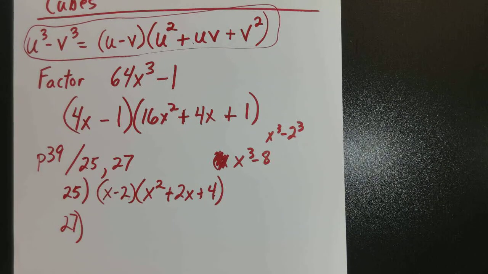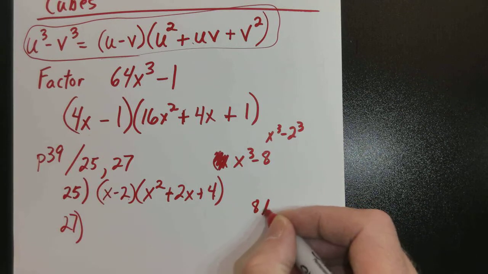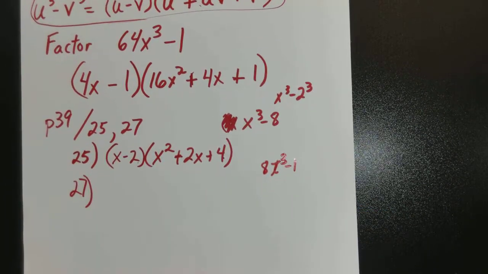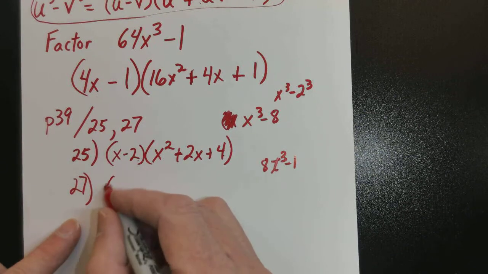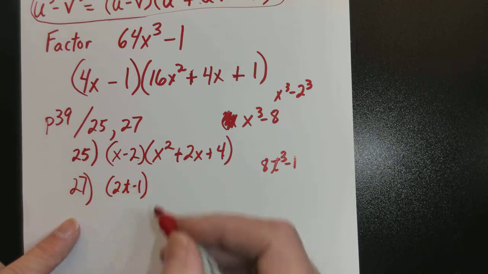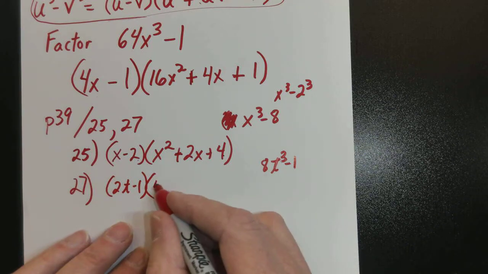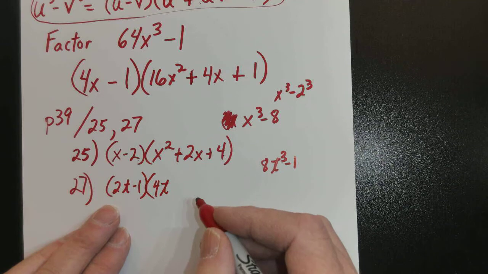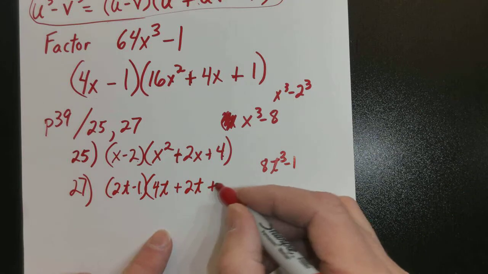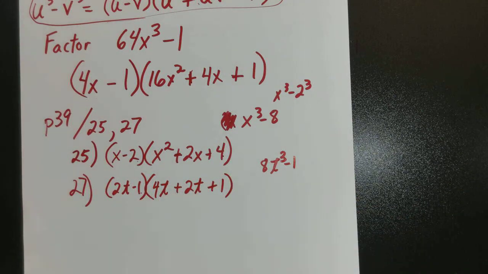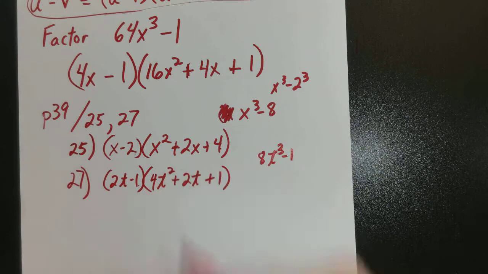27. What's next here on 27? Is that 8t cubed minus 1? Okay, does anybody want to try that one? Elena? 2t minus 1. Okay, you got the first factor correct. And 4t squared, when you square the 2t, yes? Plus 2t, multiply that times that. That's 2t, plus 1. And plus 1, 1 squared is 1. Is it 4t squared? It is. Yes. Thank you.